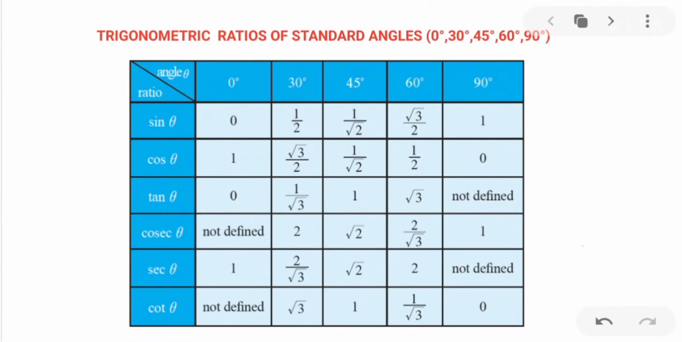So this is the second part of the trigonometric chapter, that is trigonometric ratios of the standard angles, like 0 degree, 30 degree, 45 degree, 60 degree and 90 degree. And this is the table to find out the trigonometric ratios of standard angles like sine, cos, tan, cosec, sec and cot. So let us understand a shortcut method to remember these values. So let's get started now.